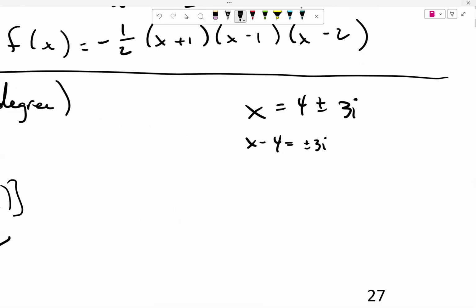Okay, so now I have this. I'm going to get rid of that i by doing what to both sides? Squaring both sides. So we have x squared minus 8x plus 16. You were thinking that, weren't you? Now, when you square 3i, you get, let's see, -9. And when you square negative 3i, what do you get?